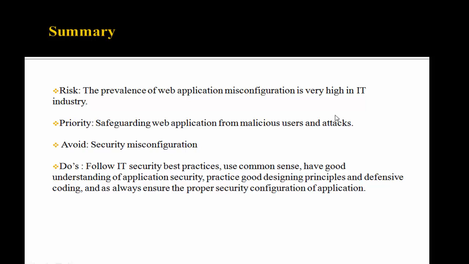In the summary page, I think we all know that in our modern life we use applications, web-based applications, at work, at home, in school, anywhere you go. We have risks, IT risks. It doesn't mean that we need to avoid all web applications. We can use them, but we need to know what the risks are and how we can avoid them. We need to find out what the priorities are, like safeguarding our web application, and we need to avoid security misconfiguration. We need to follow or practice best IT practices and benchmarks, and use our common sense. Then we'll be able to use our application without problems or issues.